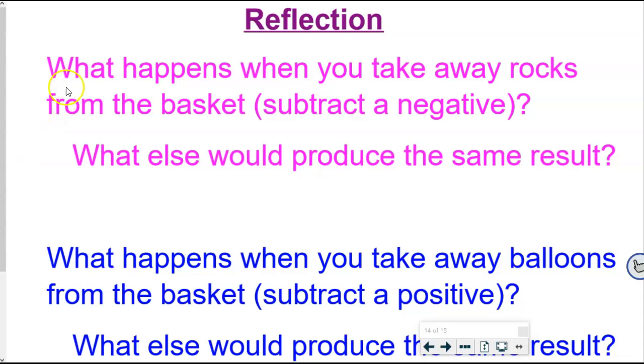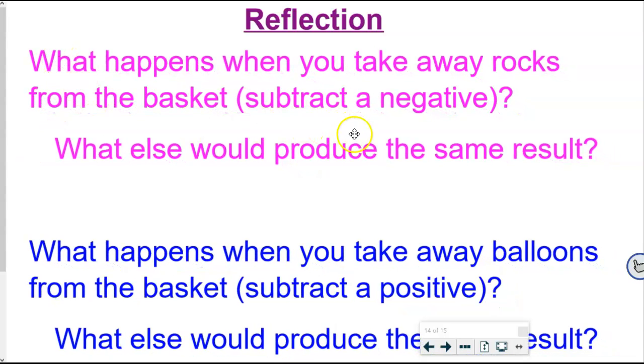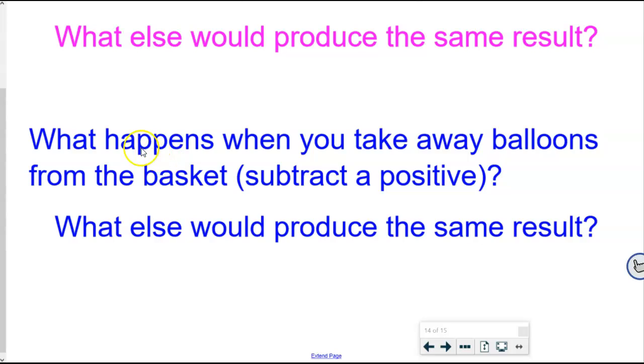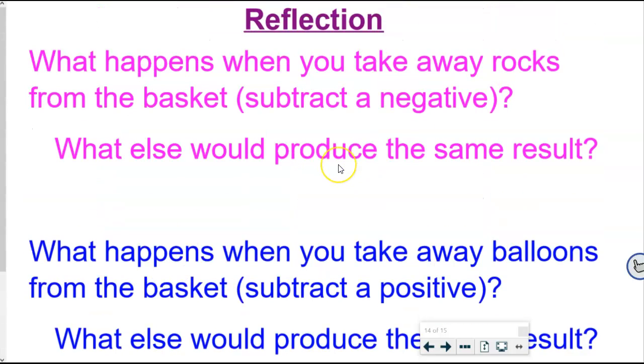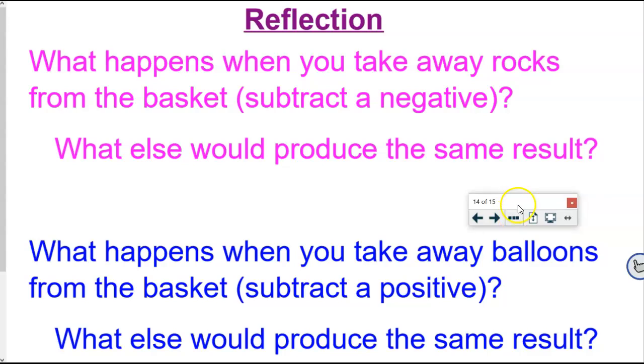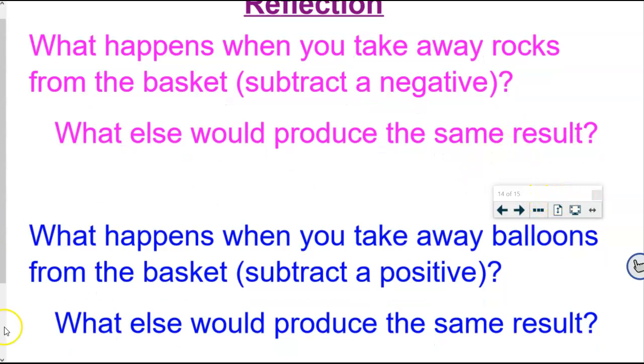What happens when we take away rocks from the basket? When I take away rocks, remember that's we're subtracting a negative, we're taking away rocks. What happens to that basket? That's okay, I'll let you discuss with your groups first. The next question to go along with that is what else is going to produce the same result? And then the next reflection piece, what happens when we take away balloons from the basket? If I'm subtracting a positive, what else is going to produce the same result? Discuss with your groups. We'll reflect together as a class after you've had a chance to reflect with your groups. Pause the recording, pause the video, ready, set, go.